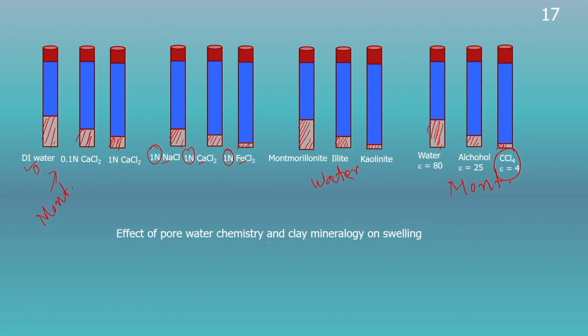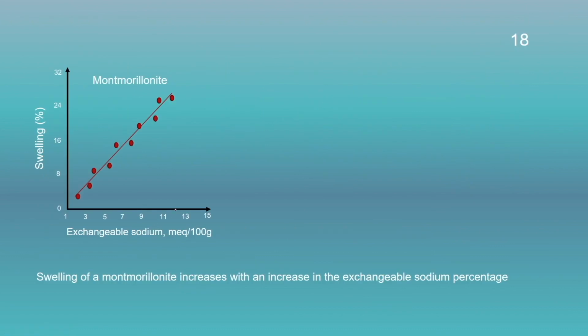This increase in the swelling of montmorillonite is attributed to the formation of the diffuse double layer. So, any factor which controls the diffuse double layer thickness will also control the swelling behavior of this montmorillonite. We know that the diffuse double layer thickness is controlled by the exchangeable sodium percentage. Higher is the exchangeable sodium percentage, higher will be the diffuse double layer thickness.